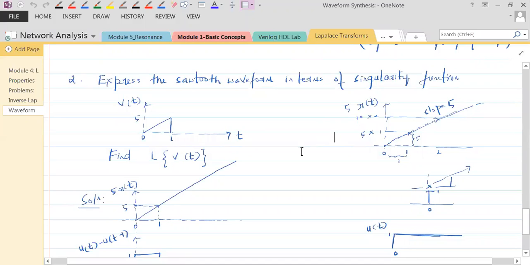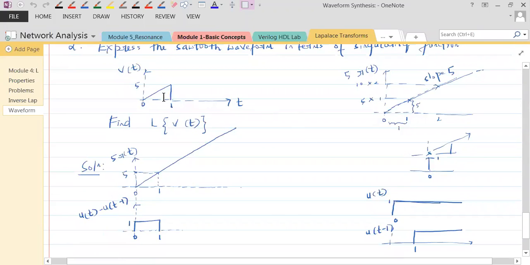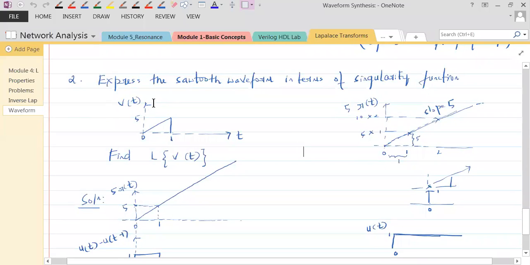In this problem, they have asked us to find the waveform in terms of singularity function. Singularity function means it could be any basic function or the combination of one or more basic functions. Understand that? Now, if you see this particular sawtooth waveform, which they have named as V of t, this sawtooth waveform is a combination of two basic functions.